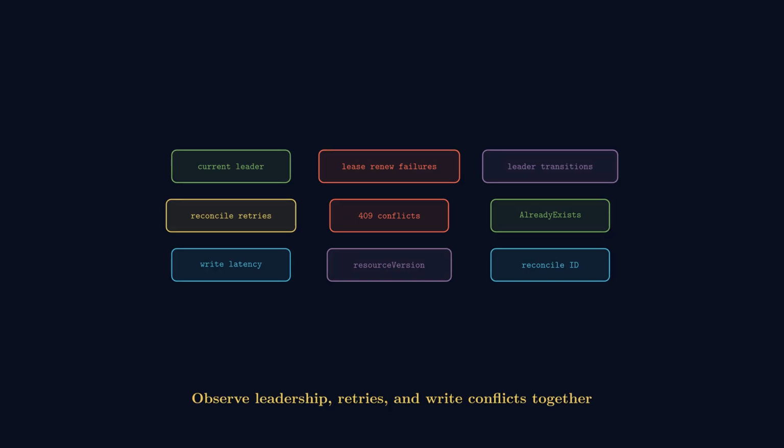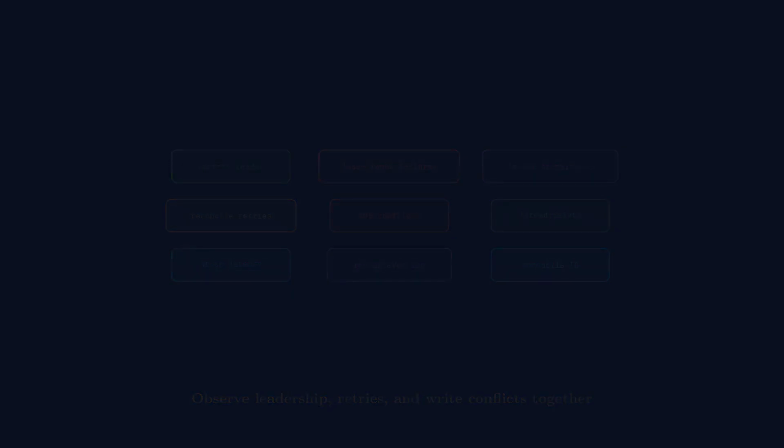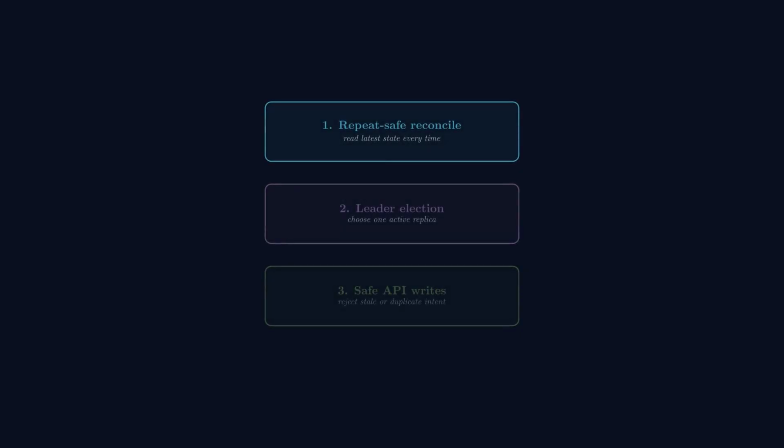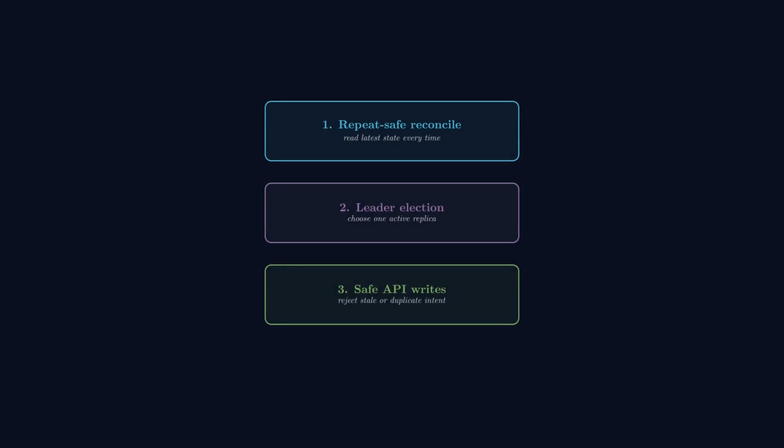The full model is now clear. First, reconciliation must be safe to repeat. Second, leader election chooses which controller replica should actively run the protected work. Third, the API writes themselves must detect stale updates or duplicate creates. Leader election decides who should act. Safe writes protect the cluster when timing still becomes uncertain.